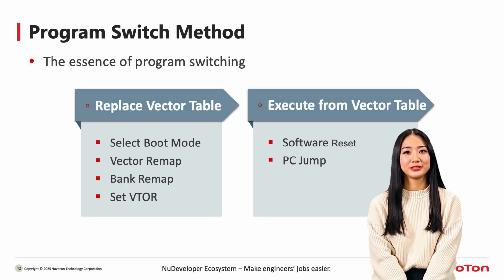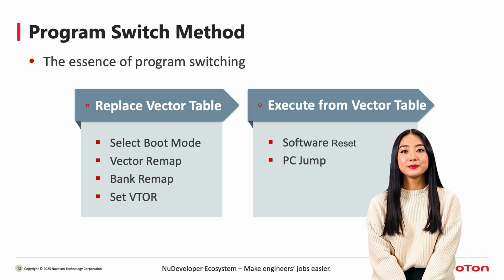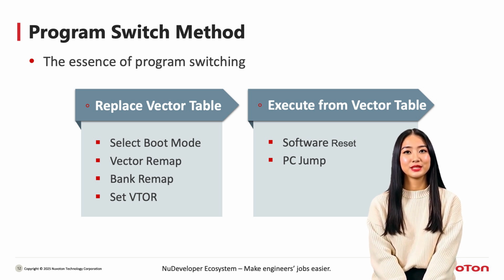Next, we will discuss the program switching method. Through the previous introduction, we understand that the essence of program switching is to replace the vector table and restart the program from the new interrupt vector table. Then, a new question comes. First, how to replace the vector table. Second, how to start executing the program from the new vector table.